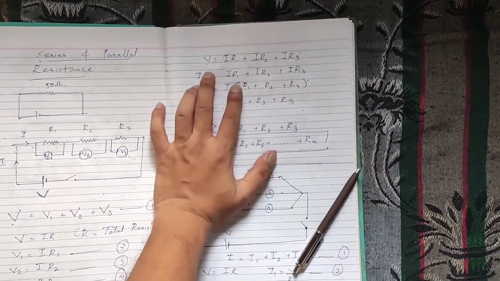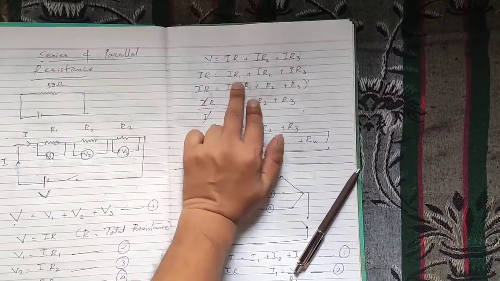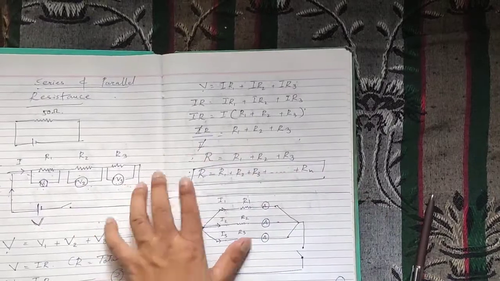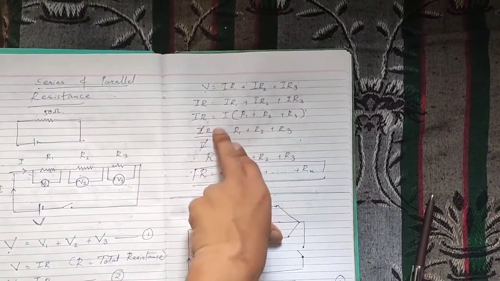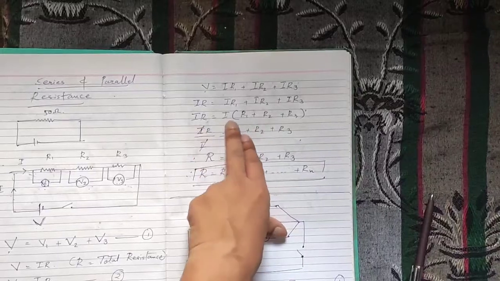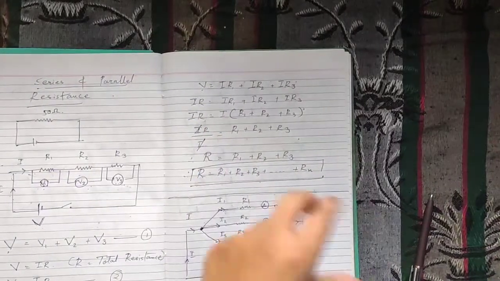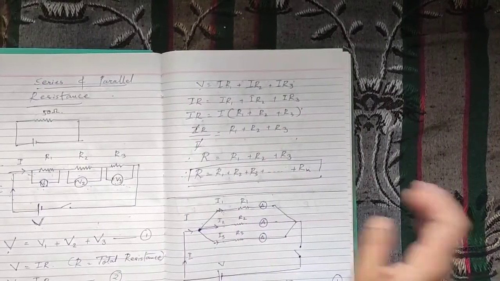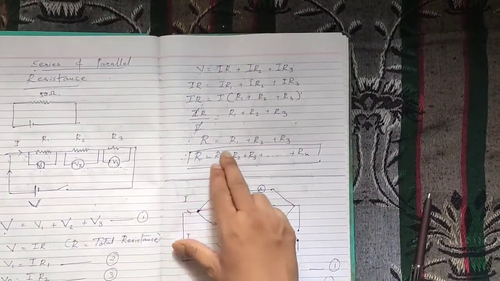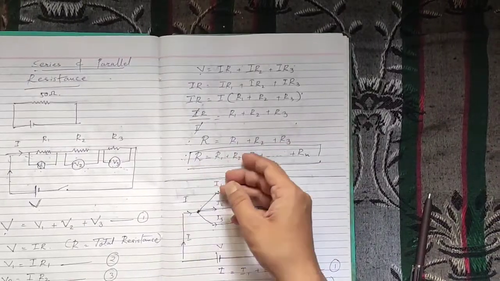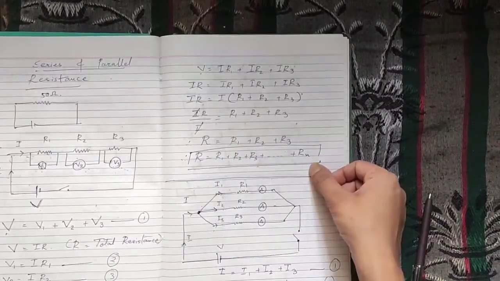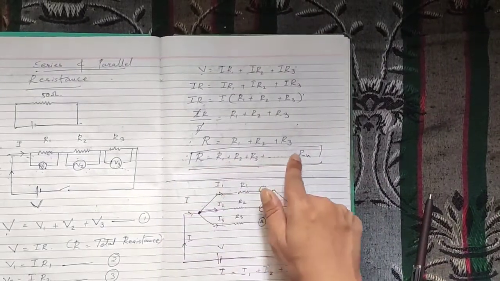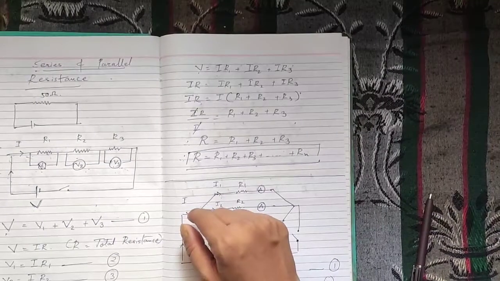What we get over here is IR is equal to IR1 plus IR2 plus IR3. We take I common, simple arithmetic: R1 plus R2 plus R3, cancelling I's. R is equal to R1 plus R2 plus R3. So the final answer is R is equal to R1 plus R2 plus R3, or if there are infinitely many, n number of resistors connected all in series, then the total resistance is the simple arithmetic sum of all the resistors connected in series.